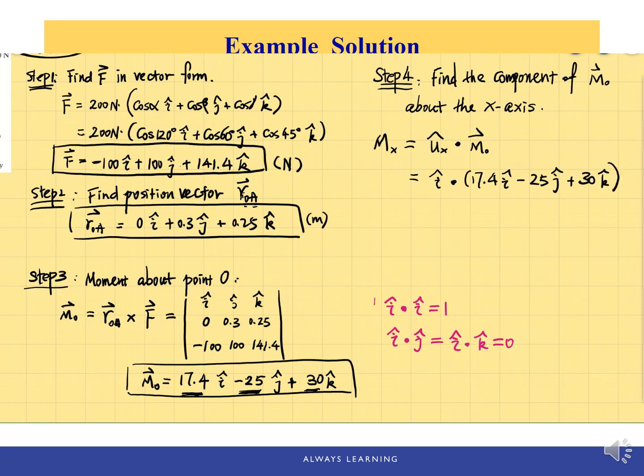And a quick reminder for the dot product: i hat dot i hat equals 1. So the unit vector dot itself, the result will be 1. And the unit vector dot another unit vector, the result is 0. So because of that, our final answer will be 17.4. And I forgot the unit here.